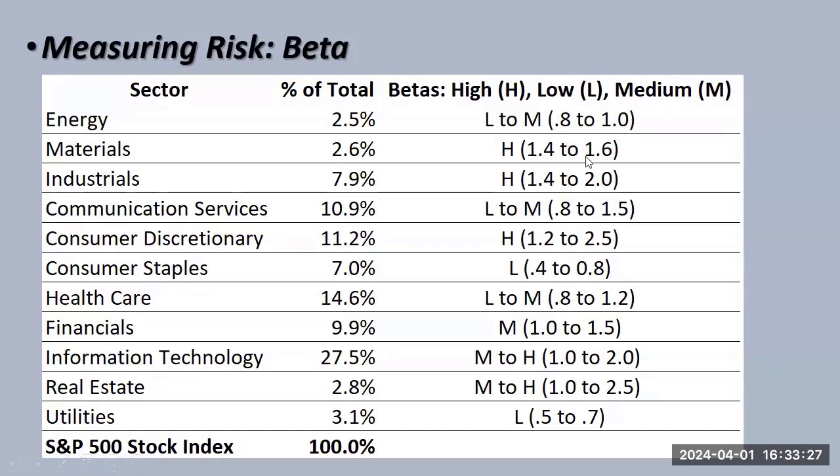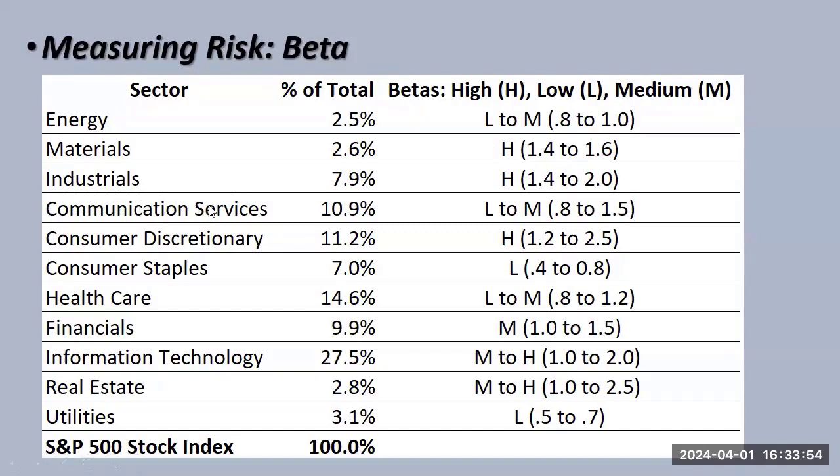Materials, that is a high beta industry. Things like steel, concrete, those are things, and materials include chemicals. Those tend to be production assets. People tend to cut back on those in recession because everything is slowed down. Industrials, almost by definition, are high beta. You're building big trucks, whatever, you're building something massive. So that's going to be a high beta.